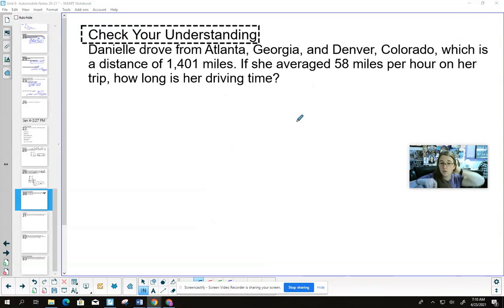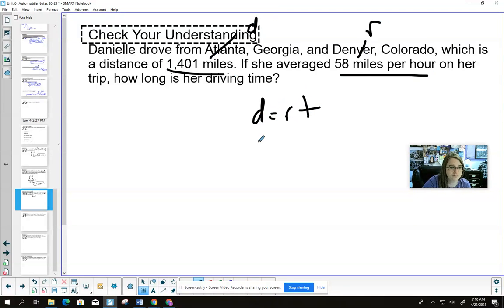Again, you need to figure out, what do I have? Do I have D? Do I have R? Do I have T? Plug it in and then just do what you need to do to solve the equation. Or read it and see if you can tell I should be multiplying or I should be dividing. Okay, so once again, this is going to be D equals RT because it's not talking about gallons. This is the distance. This is the R. So plugging it in, 1401 equals 58 times T. This is another situation where we are going to be dividing by 58.